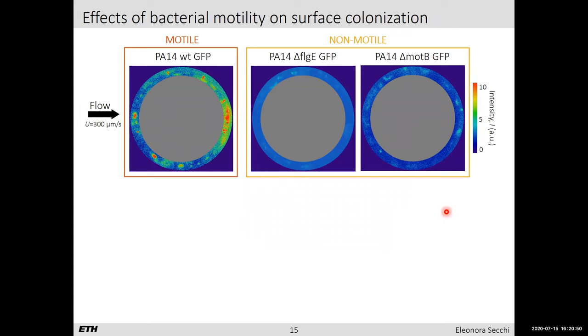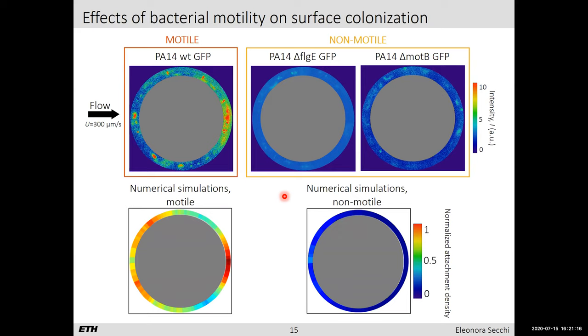So first of all, we explored the role of motility. We did that by comparing a motile strain of PA14 wild type with two non-motile mutants, always fluorescent, one delta flagella and one delta motility. And we see two main differences if we compare these experiments, but also if we look at the simulation. We see a very big difference in attachment density and also one big difference in attachment distribution.